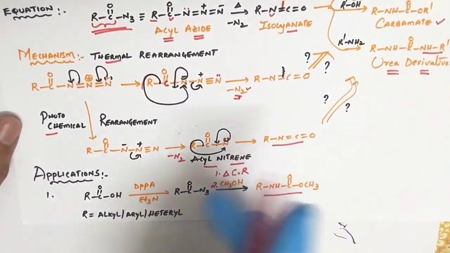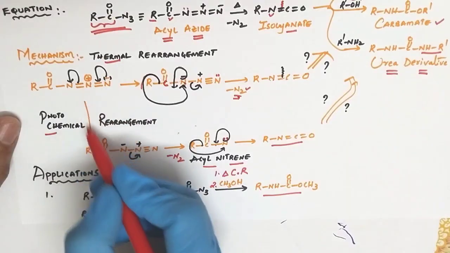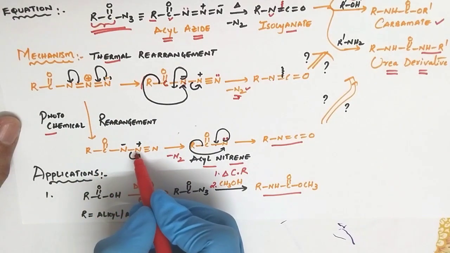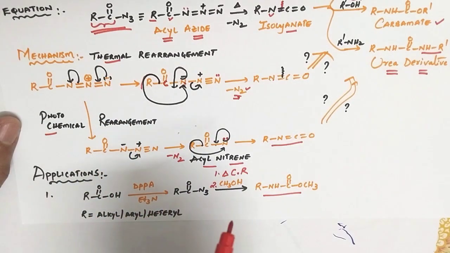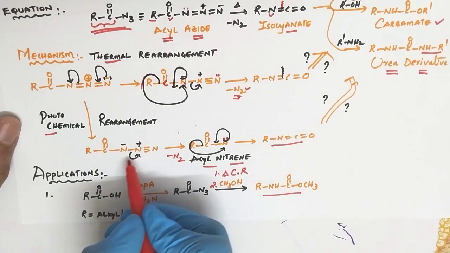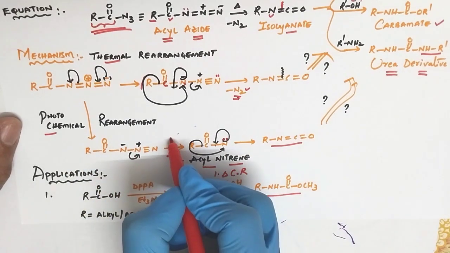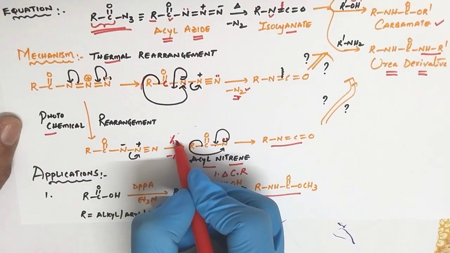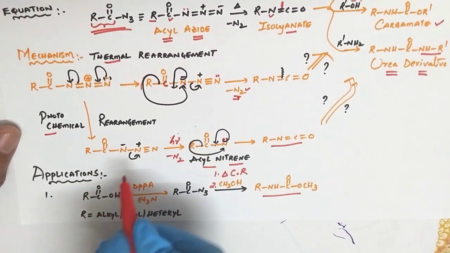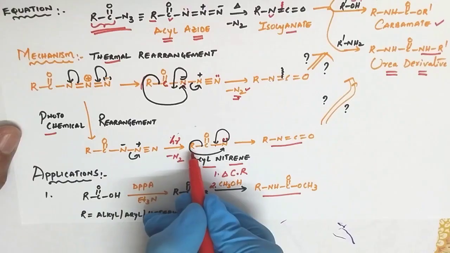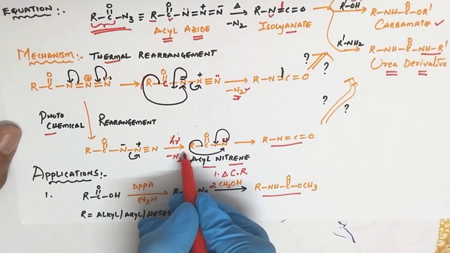Okay. In case of photo rearrangement, what happens? The first situation is common, the creation of N minus and N triple bond N plus. In the previous case, what happens? Direct rearrangement takes place here itself only. But in case of photochemical rearrangement, what is happening? First N2 will be removed. See this one, N2 will be removed.